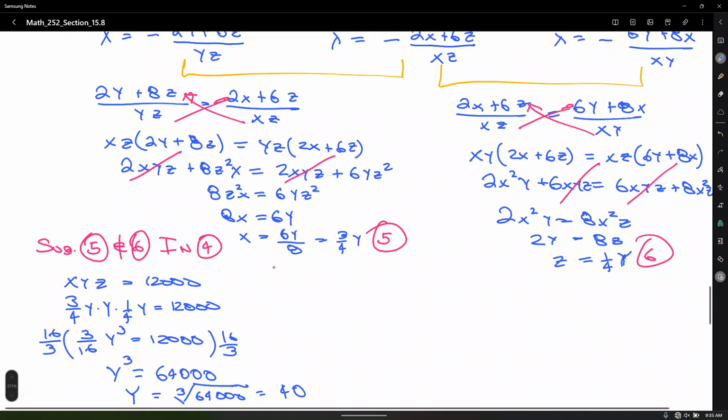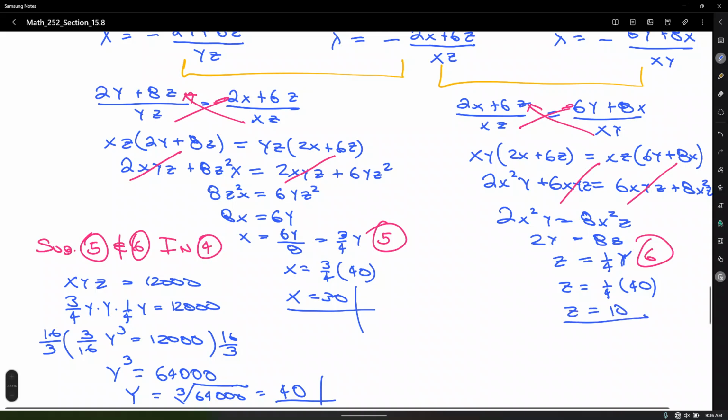So that means x, which is 3/4 the quantity y which we just found, 40 over 4, that's 10, times 3, that's 30. And z equals 1/4 y, which is 1/4 times 40, z equals 10. So in this case, the critical point will be 30, 40, 10. So that's the critical point.